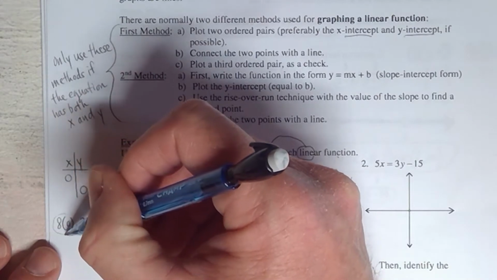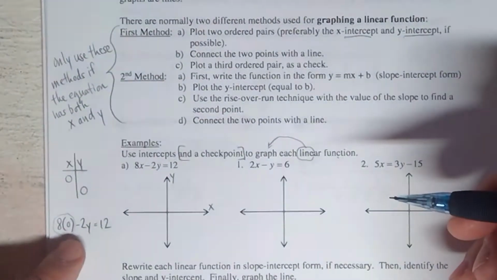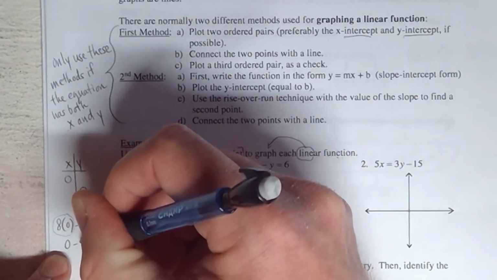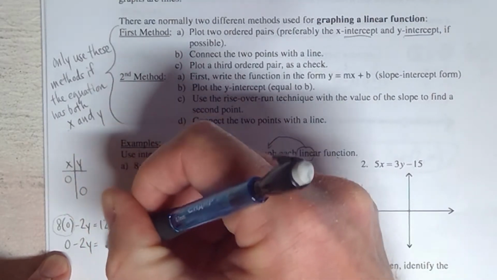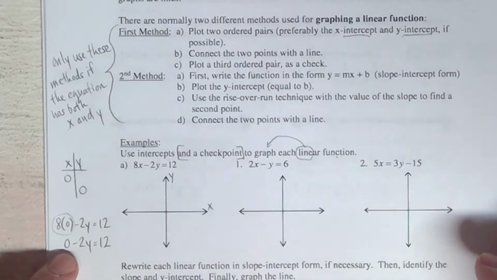You want to take the term that you just plugged the number into and figure that out first. And 8 times 0 is 0, right? What that does is when you plug 0 into a term, what it's basically going to do is make that term disappear.